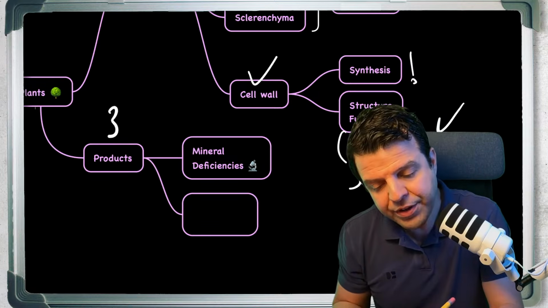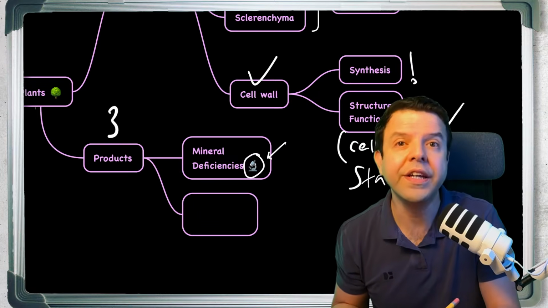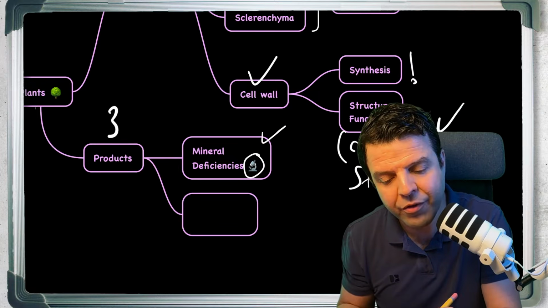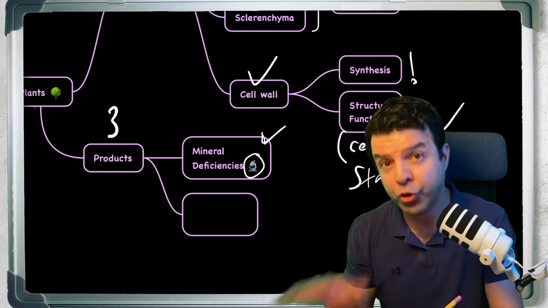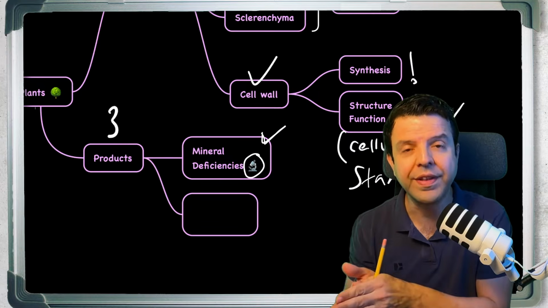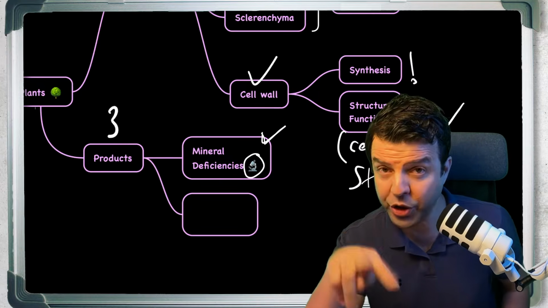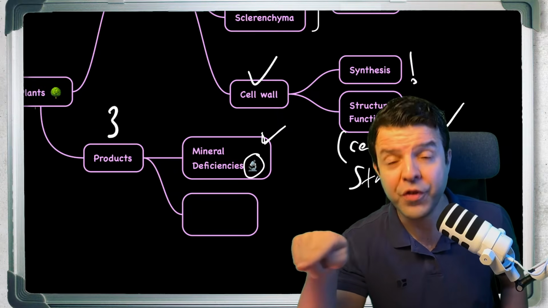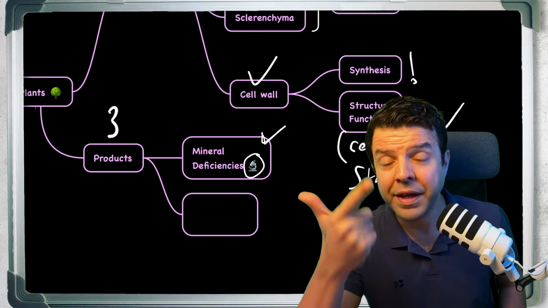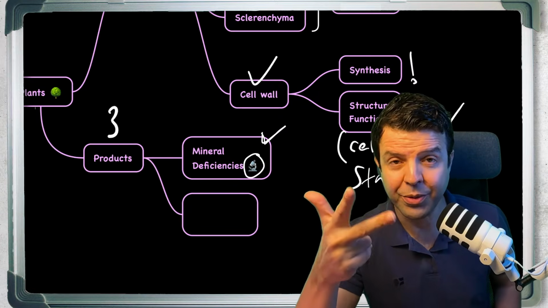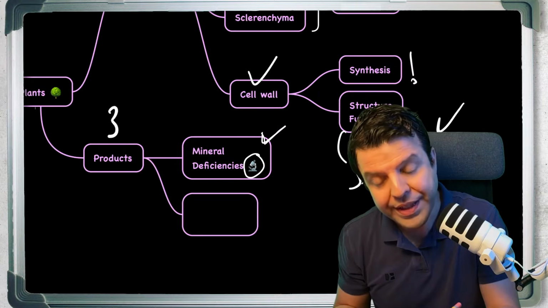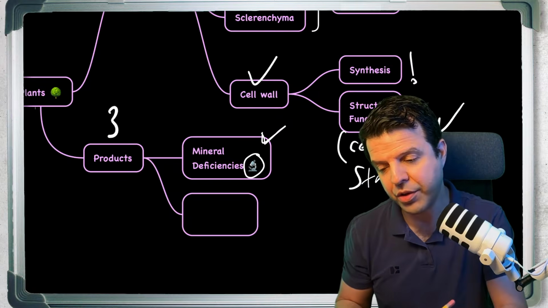Now, every time you see this sign here, that means that this is a practical. So this is my first practical of Unit 2. You probably know that the practicals could come in Unit 2 and Unit 3. So they may ask you about mineral deficiencies: magnesium, nitrate and calcium. Those 3 minerals are the only ones required. So they may ask you about this in Unit 2 and Unit 3.